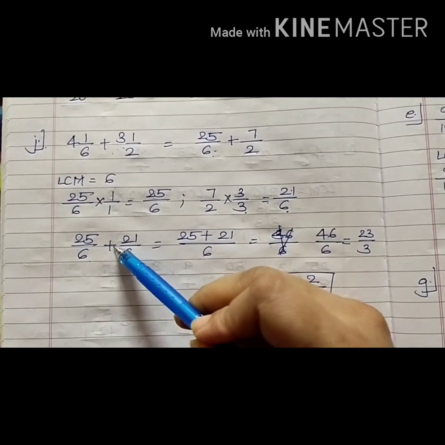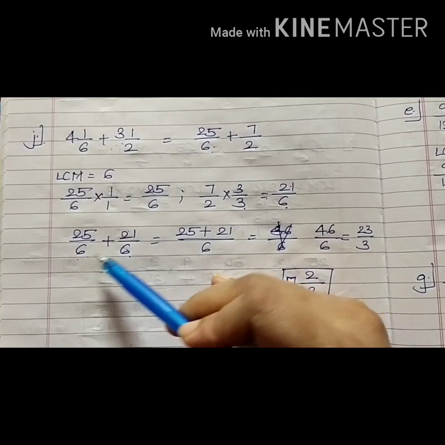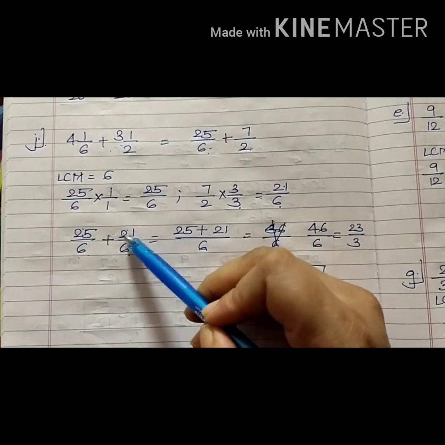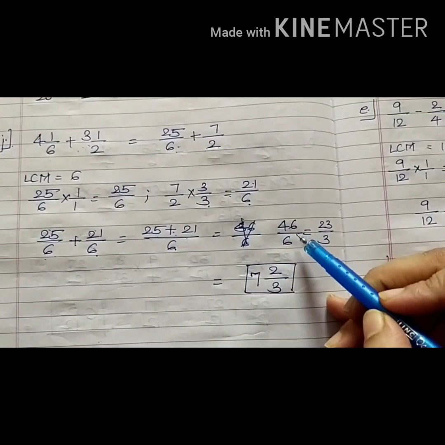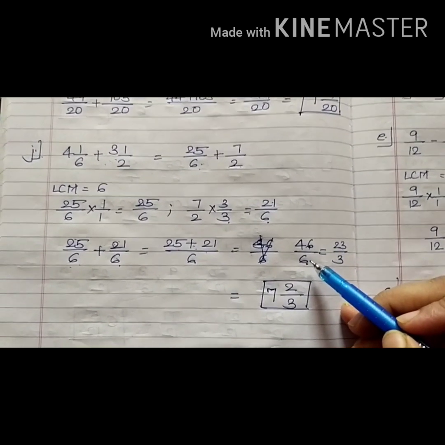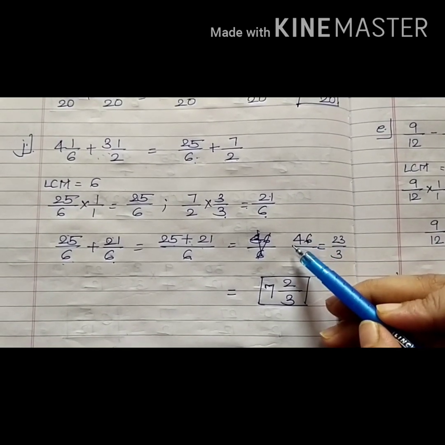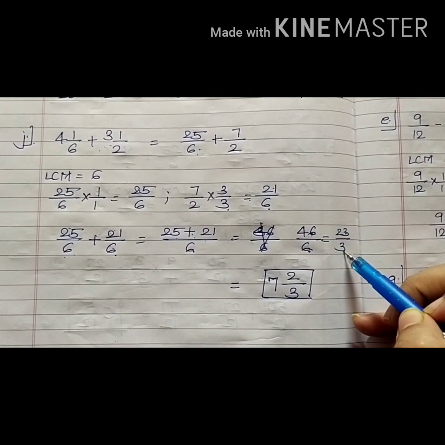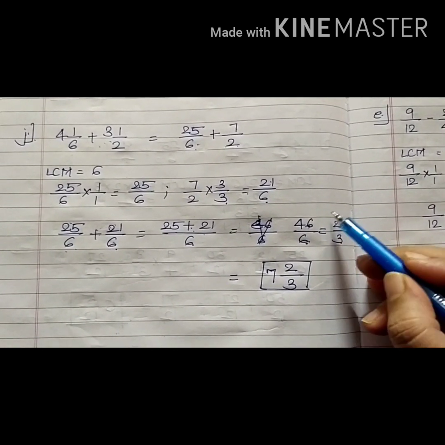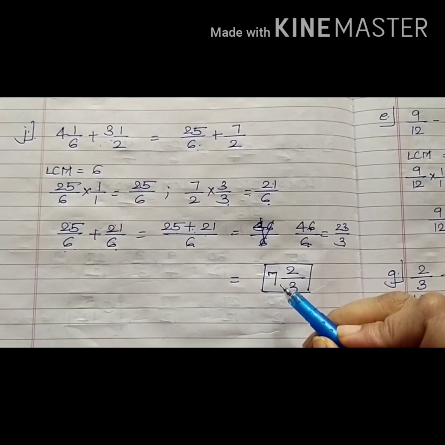Now 25 upon 6 plus 21 upon 6, I have got the denominator same as 6. So I put it down as it is only once. I will add up only the numerators, 25 plus 21. 25 plus 21 gives me 46 upon 6. Now children, I could see that 46 upon 6 can be reduced. The common factor that can reduce 46 and 6 is 2. So when I reduce it, this will give me 23 upon 3. But again, 23 upon 3 cannot be further reduced. So this gives me an improper fraction which can be converted into a mixed fraction, and the answer is 7 2 by 3.